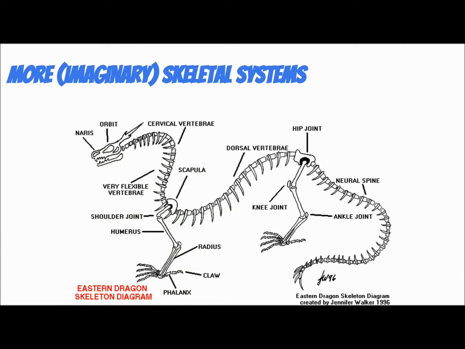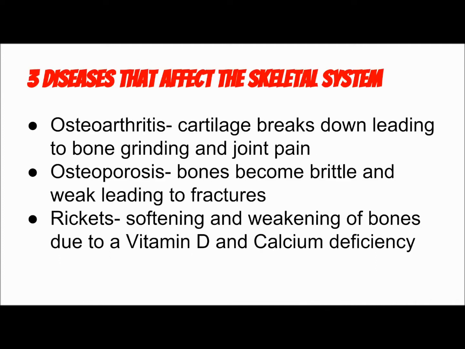What is this? It's a Moorheadosaurus dragon. As you can see from the Moorheadosaurus, even imaginary animals share similar characteristics in their skeletal systems. Like the scapula. So, 3 diseases that affect the skeletal system.